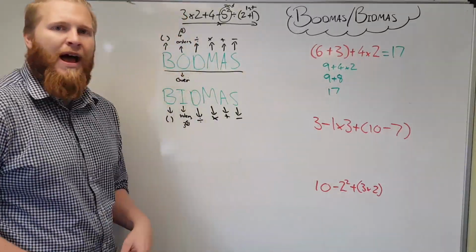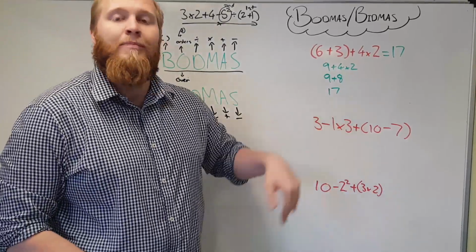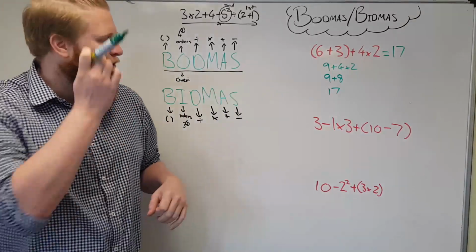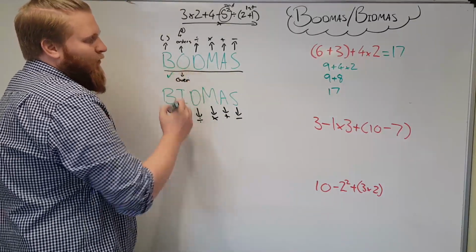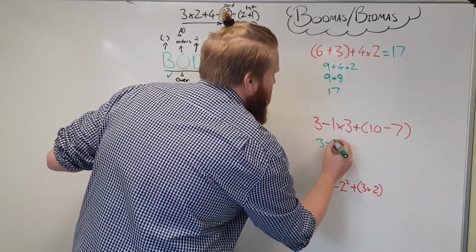Let's move on to this one. Have a little look at it first. If you want, pause the video, have a go at it, come back, see if you've got the same one. Remember, work your way down. Let's do this together though. So, B, brackets. Yes, I've got some brackets here. I've got 10 take away 7, so I'm going to write the rest of my sum.